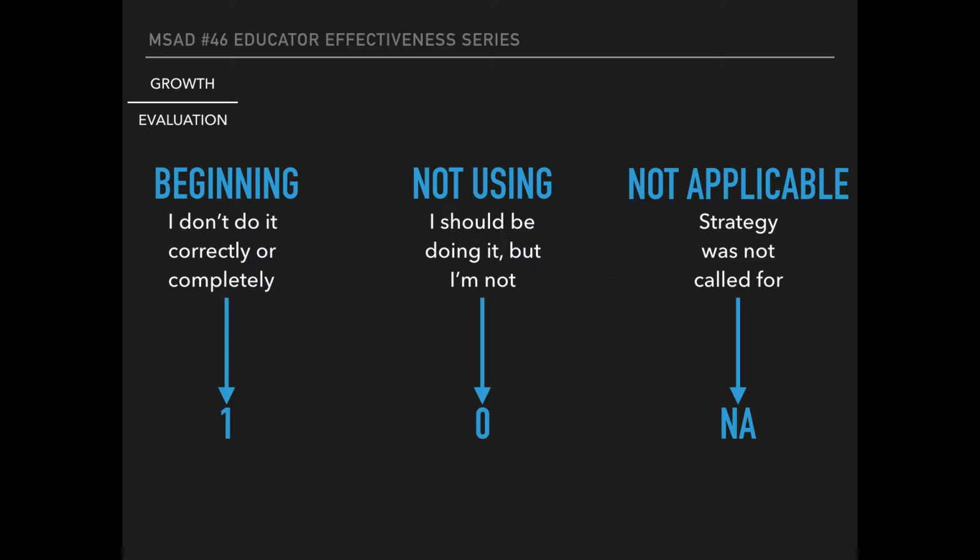That's more of a 0. I don't do it at all. I should be doing it, but I'm not. That's not using. So, pretty self-explanatory at that point. And applicable and not applicable means the strategy wasn't called for. There are some times when you're doing things that some of these strategies won't be called for. They're not necessary. They're not applicable. So if, for example, you're doing an activity in one of your target strategies that you're working on for your growth plan, but it's actually not called for in that situation, you'd be observed at an NA. I don't see how you'd put an NA for any of your growth targets, but maybe you do. But that's what it basically means.